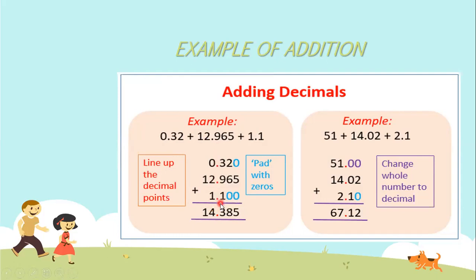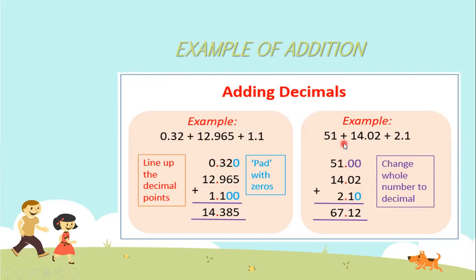Now we have written them one below the other neatly, with the points aligned. Now you can add. 0 plus 5, 5. 5 plus 0, 5. Next, 6 plus 0, 6, and 6 plus 2, 8. Next 9 plus 1, 10. 10 plus 3, 13. So 1 will carry and 3 we will write. Next, here the point is there, so you keep the decimal point as it is. Next 2 plus 1, 3, and 1 will be here. 3 plus 1, 4, and 1. So the answer is 14.385.